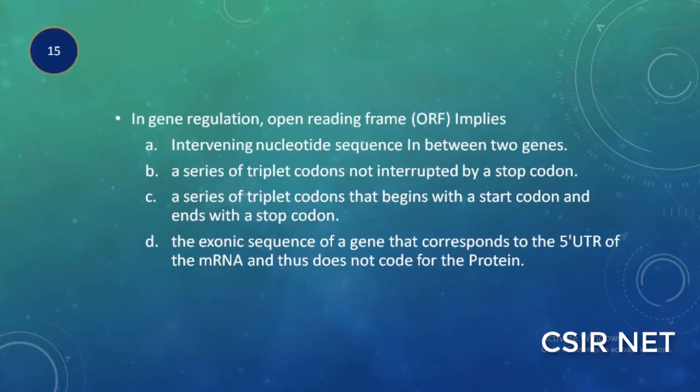Next, in gene regulation, open reading frame, which we call ORF, implies what? Here are your four options. A. Intervening nucleotide sequence in between two genes. B. A series of triplet codons not interrupted by a stop codon. C. A series of triplet codons that begin with the start codon and end with the stop codon. D. The exonic sequence of a gene that corresponds to the 5' UTR of mRNA and thus does not code for a protein. They asked about gene regulation. Your time starts now.